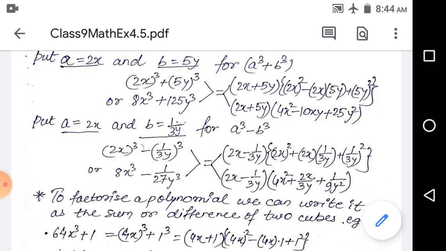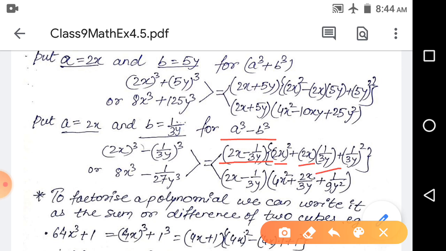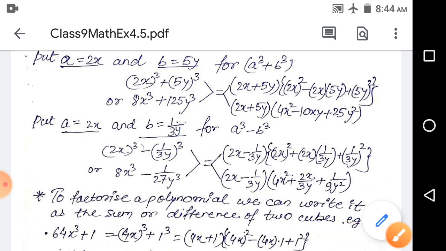And here the right hand side part of the formula, see it is 2x, that is a, plus b, that is 2x minus 1 by 3y, a square, that is 2x square, plus ab, so 2x, that is a, 1 by 3y, that is b, and plus b square, 1 by 3y square. Now the complete factorization becomes 2x minus 3y as a plus b, and it is 4x square plus 2 by 3x by y and plus 1 by 9y square. So this is the complete factorization for this.